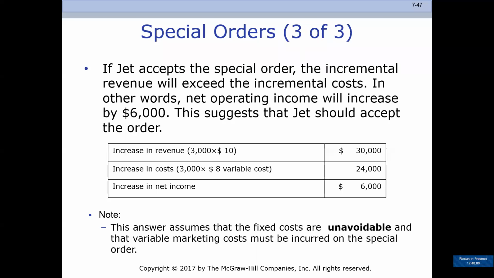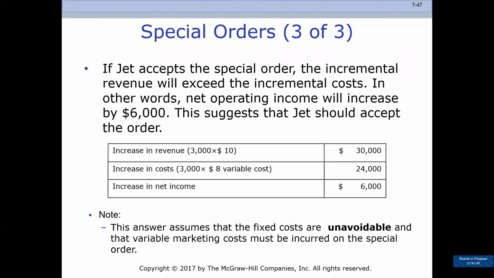If JET accepts the special order, the incremental revenue will exceed the incremental costs. In other words, the net operating income will increase by 6,000. This suggests that JET should accept the order. So the increase in revenue, 3,000 times 10, and the increase in cost, 3,000 times 8. So the increase in net income is 6.